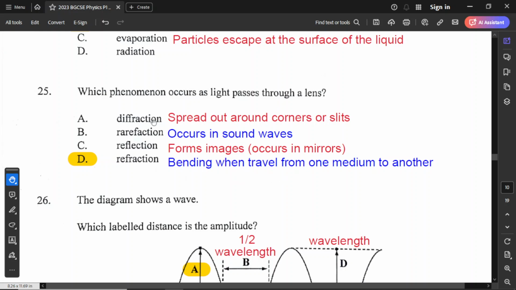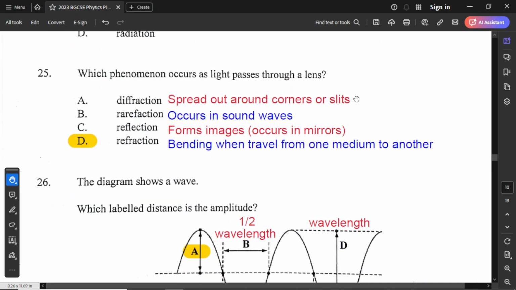All right, of course, diffraction, just to make note of that, diffraction is the spreading out of the light or wave around corners or through slits. Refraction occurs in sound and not in light. All right, and of course, reflection forms images and occurs in mirrors.